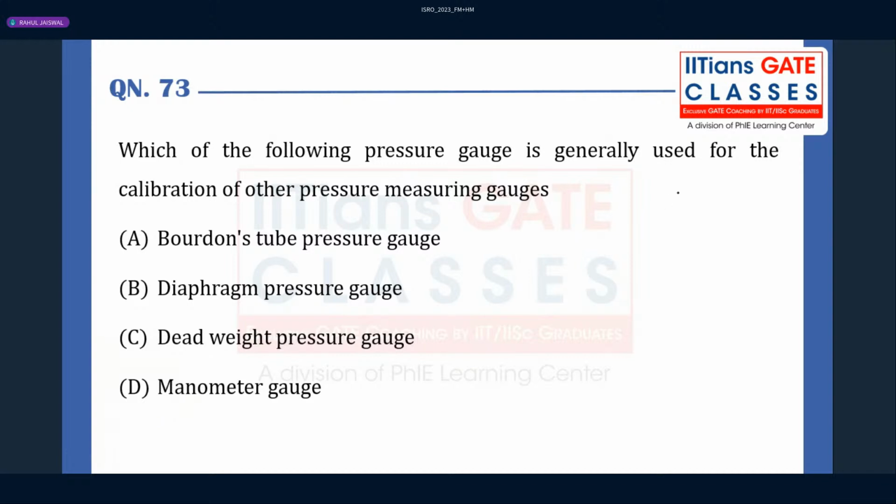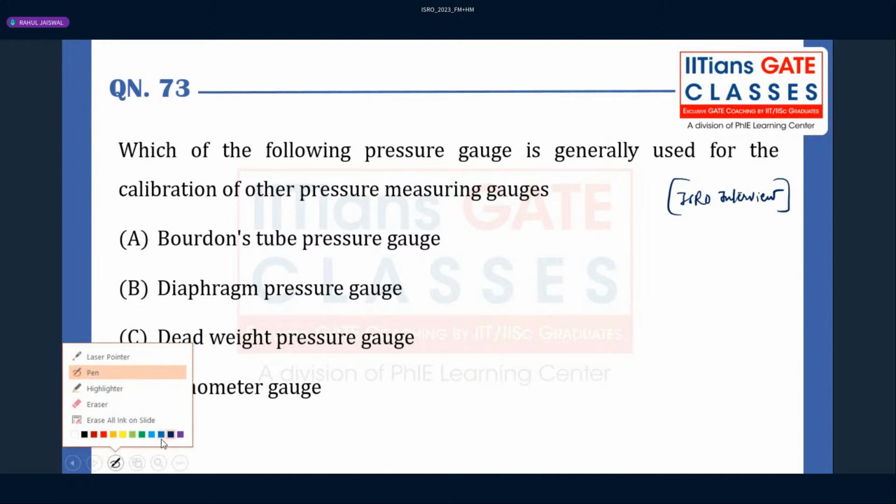In fact, in the ISRO interview also, they are asking this question. Explain the working of the Bourdon tube. What is the accuracy of the Bourdon tube? How do we do the calibration of the Bourdon tube? All these are questions in the ISRO interview. So definitely you should not avoid those questions, and you should not just memorize from any source that the right answer is C or whatever.